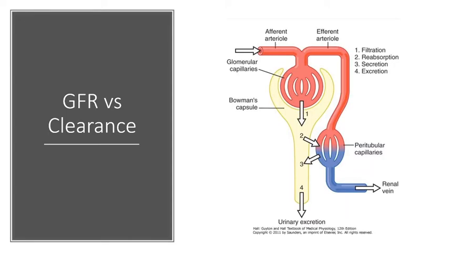So first of all, looking at GFR. GFR stands for glomerular filtration rate, and it's described in the units of milliliters per minute. Now, what does that mean? It means the volume of plasma that's completely cleared of a substance. So how much plasma per unit time is cleared of a substance as it crosses here.